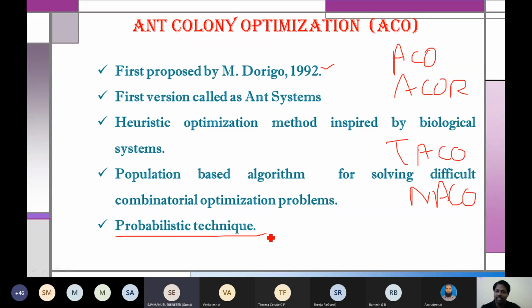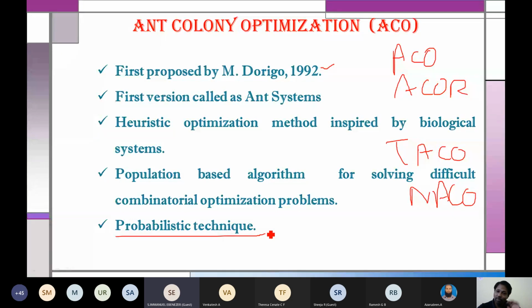Actually, it was first done for the traveling salesman. You can use ACO for continuous optimization techniques also. I have used it, but you won't always get a better result. So it is mostly preferred for discrete. You can use it for continuous also.